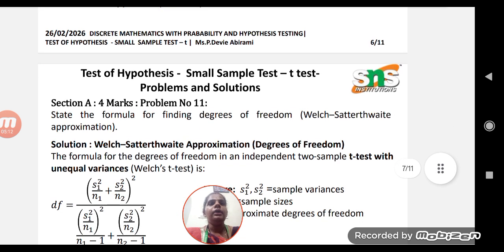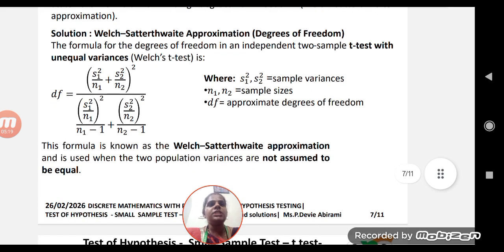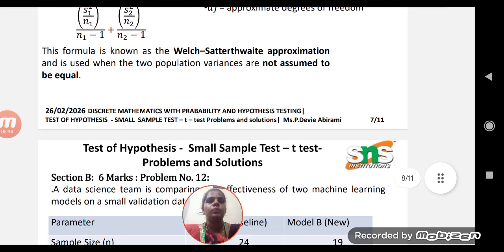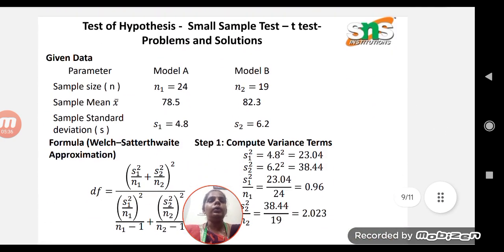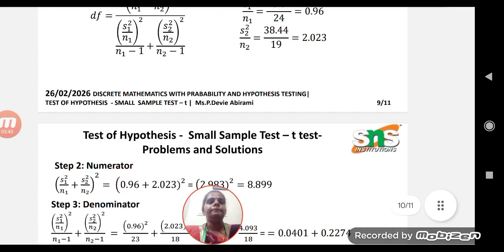Okay, for problem number 11, they have used the Welch-Satterthwaite approximation. The Welch-Satterthwaite approximation formula is df is equal to (s1 square by n1 plus s2 square by n2) the whole square, divided by [(s1 square by n1) the whole square divided by (n1 minus 1) plus (s2 square by n2) the whole square divided by (n2 minus 1)]. So this is how we have to calculate the degrees of freedom using the Welch-Satterthwaite approximation.